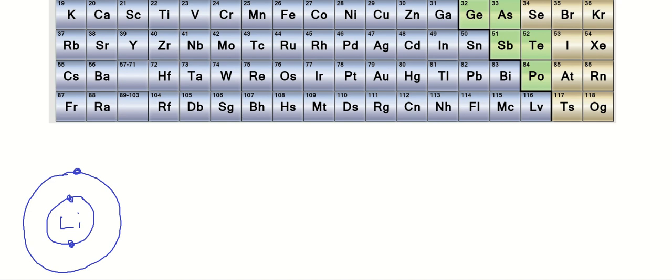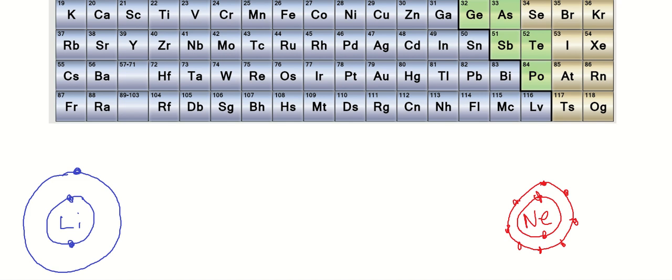Now, when you go all the way to the right, neon has 2 electrons in its 1s orbital. It has 2 electrons in its 2s orbital, and then 6 in its 2p sublevel. So it has 8 valence electrons. It has 8 electrons in its outermost energy level.